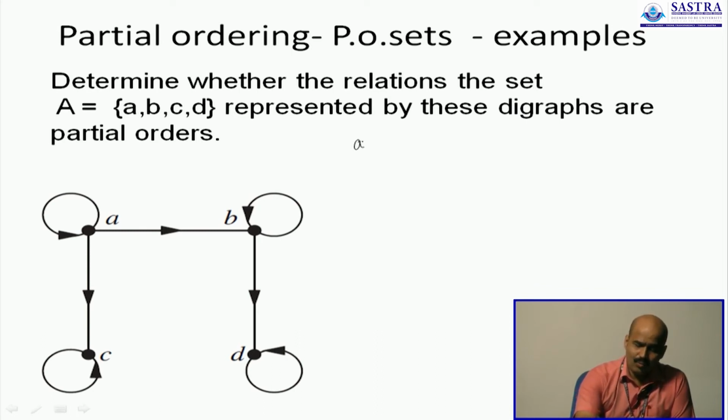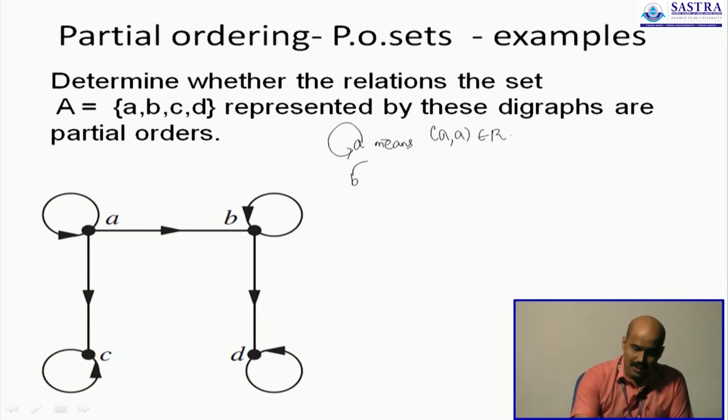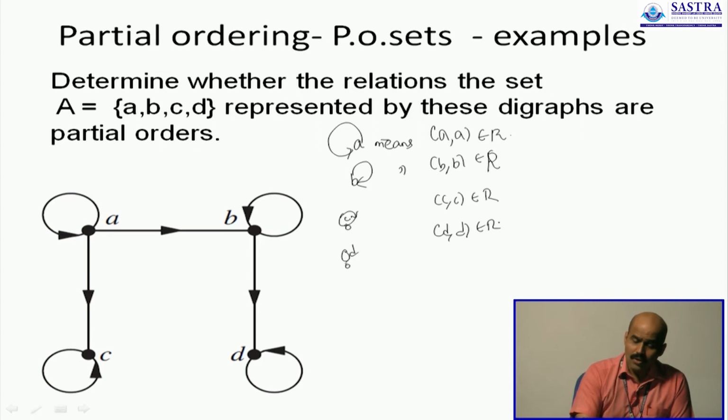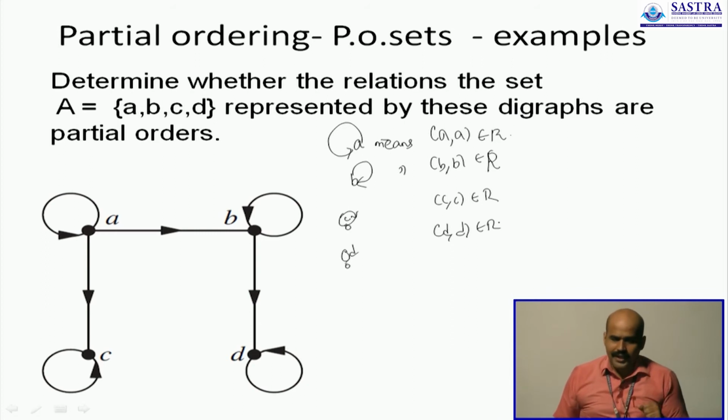What does the arrow A to A mean? A to A means that the ordered pair A comma A is part of the relation. Similarly, we have B to B in an arrow, so B comma B is part of the relation. Similarly, you have C to C, start at C and go back to C, so C comma C is also part of the relation, and you also have D to D, D comma D is part of the relation. So you will actually see that the relation is reflexive, but can we call it symmetric?